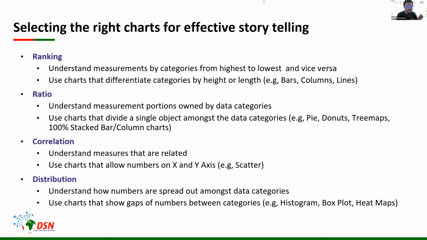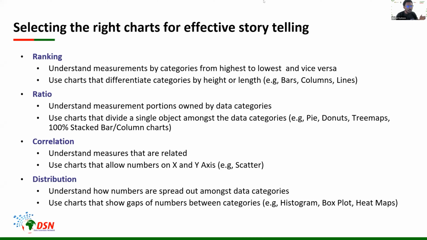Sometimes we are trying to understand measurements of categories from their highest to their lowest. So which category has higher number, which category has lower number. And when you want to do something like that, you are looking to make use of charts that differentiate categories based on their height or the length. Examples are bar charts, column charts, and line charts when it has to do with time period. So you use line charts for things that are periodic in nature.